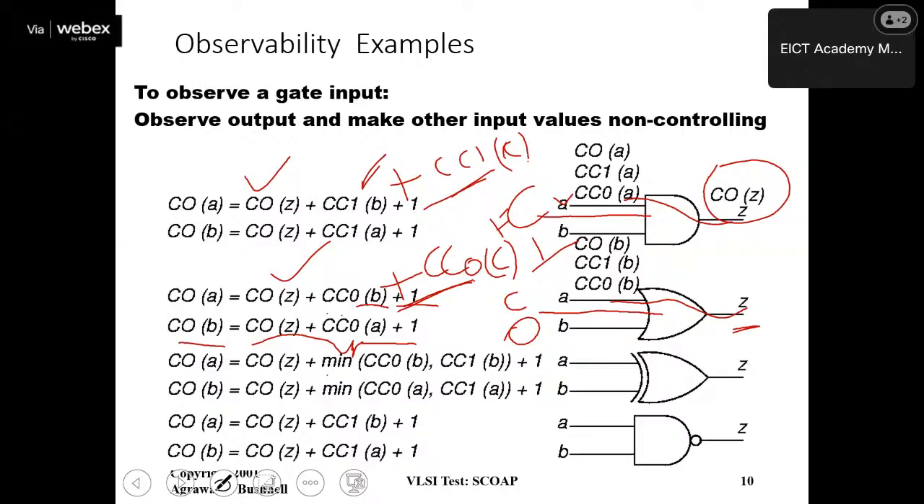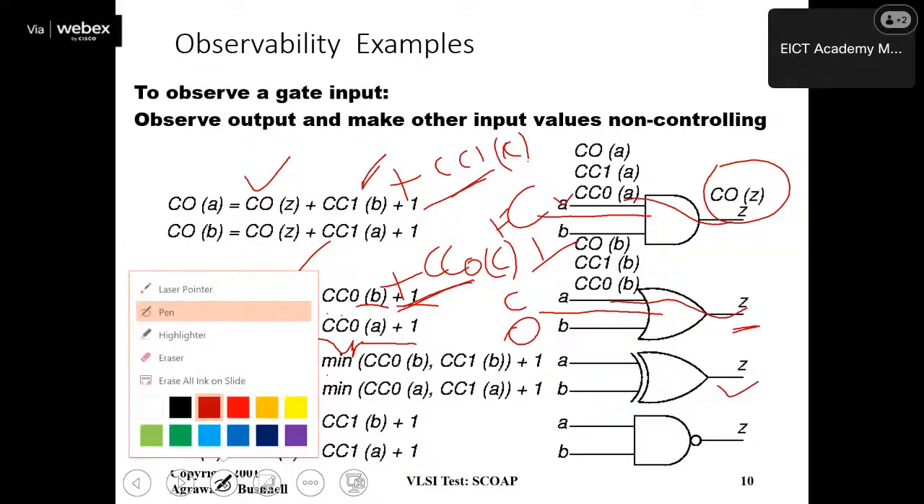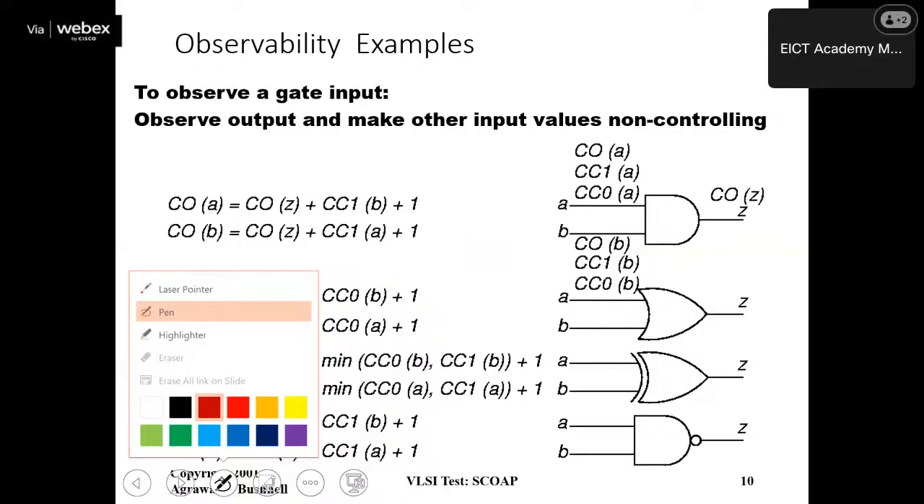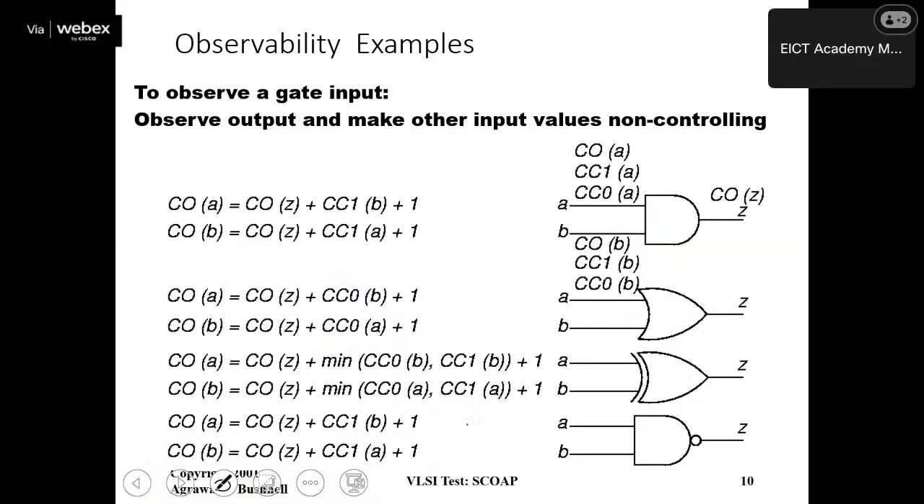Likewise, let us come to the XOR gate. For the XOR gate, it is a little bit hard to find out the observability. Why is it hard? Because there are certain combinations. For example, I just want to find out the input A, so what do I have to fix at input B? Let's say input B I have set to 1. Now, if I am changing A's value from 0 to 1, can I observe that?